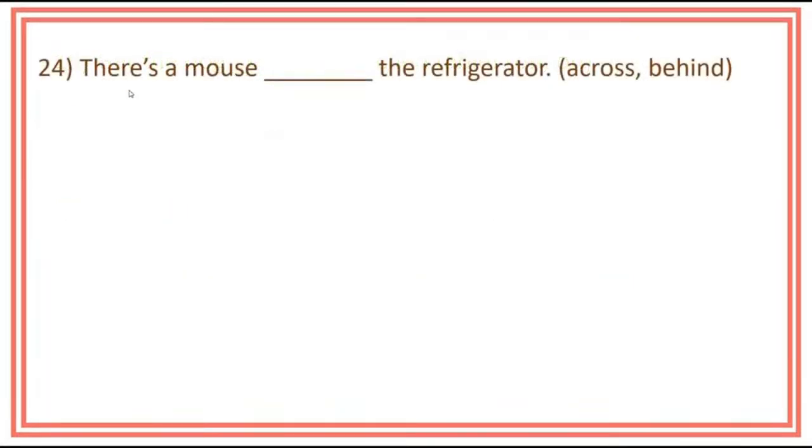Number 24. There's a mouse blank the refrigerator. Prepositions inside the bracket are across and behind. Answer is: there's a mouse behind the refrigerator.